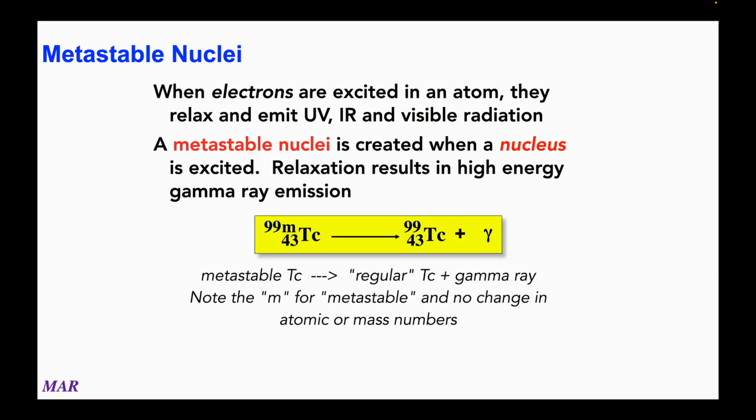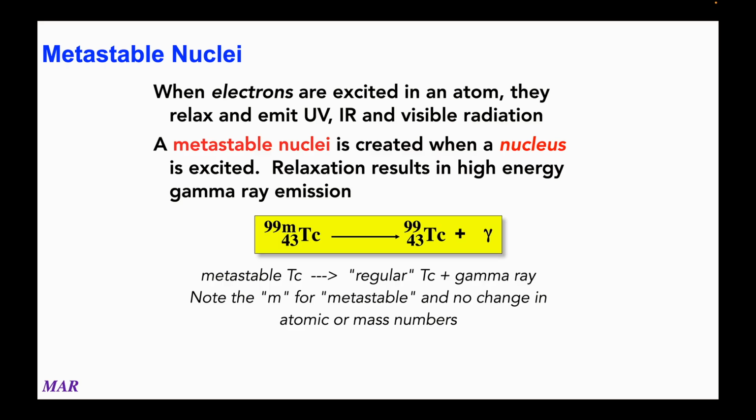This is an example of a metastable nuclei reaction. And notice the little m there on the left-hand side. Tc is technetium. So they call the m version of technetium metastable technetium. And what happens is it relaxes back to regular technetium. So you can see the m is gone. And you also have a gamma ray. So the m just means it's metastable.